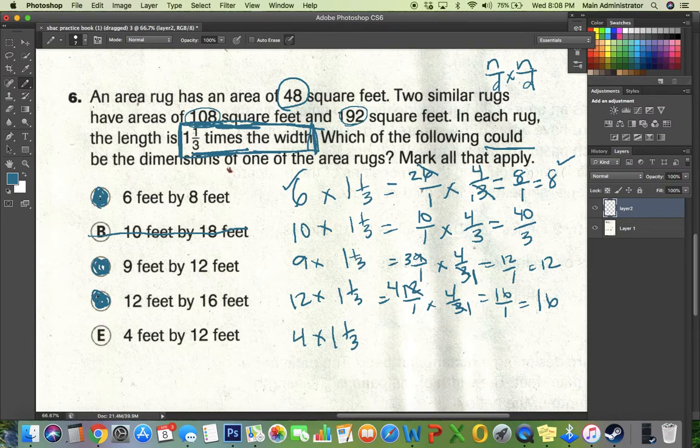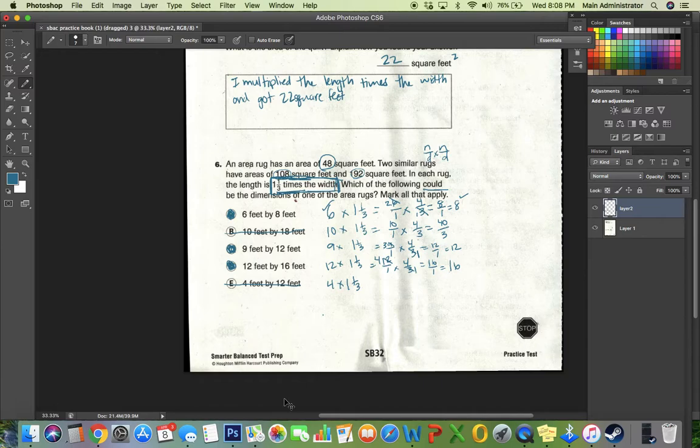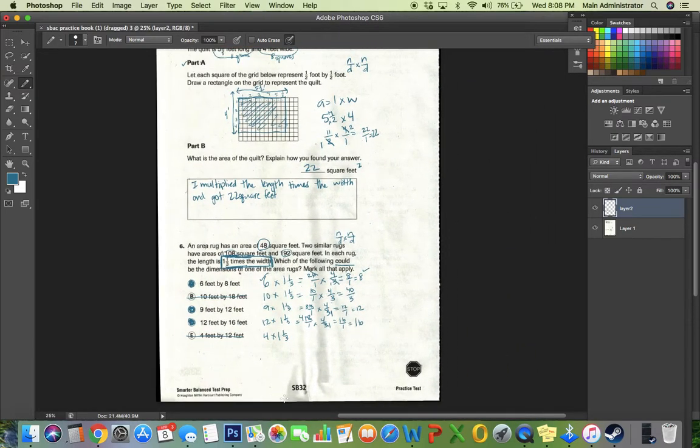And then 4 times 1 1/3. I'm going to stop right here because 4 times 2 is 8. This is like 3 times bigger. 4 times 3 would get me to 12. And this is only supposed to be 1 1/3 times. I'm not going to do the math. I know this is not going to work. And if you're hooking in just for some answers, here we go. This is the overview of SB32.